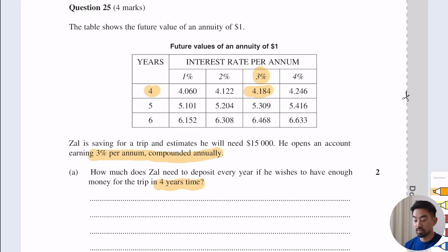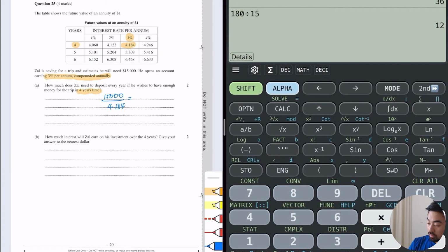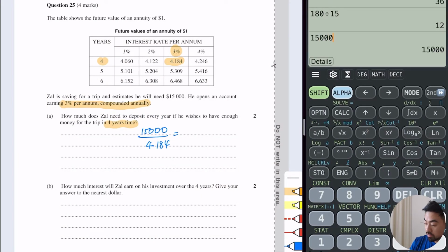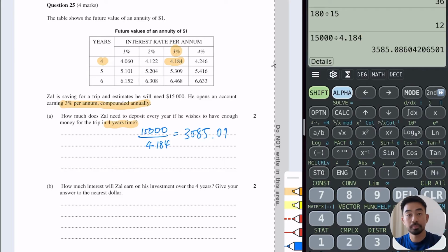So what is the annuity to get him to $15,000? So it has to be 15,000 divided by the interest factor. So 15,000 divided by 4.184, that is 3,585.09 to the nearest cent.